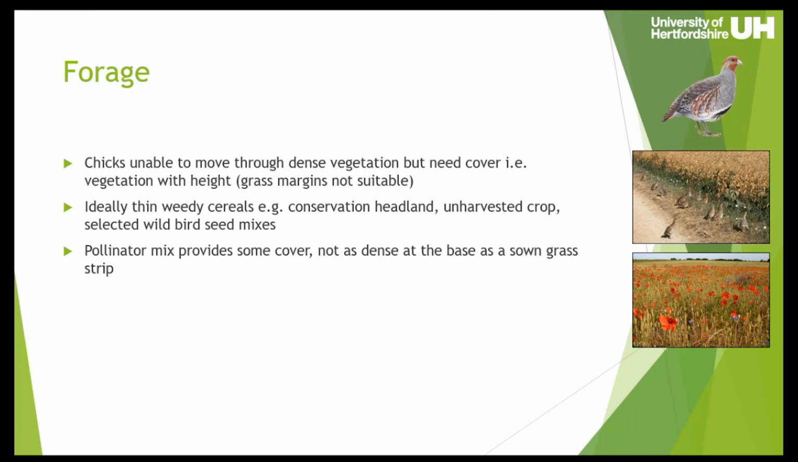But this, because they are not so mobile when they first leave the nest, has to be very close to the nest site. You need these two habitats close together within the landscape. Pollinator mixture can provide some cover. Again, that's another example of a potential forage area. But ideally, these thin, weedy cereals, and these could be available through, for example, agri-environment schemes, but it needs to be close to the nest site. The next slide, please, John.